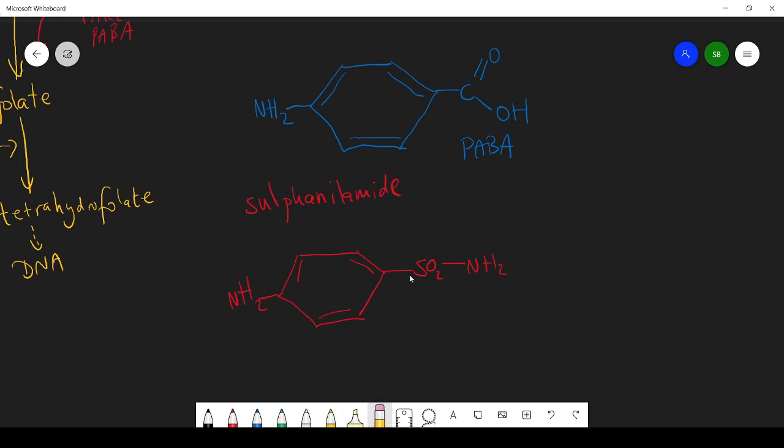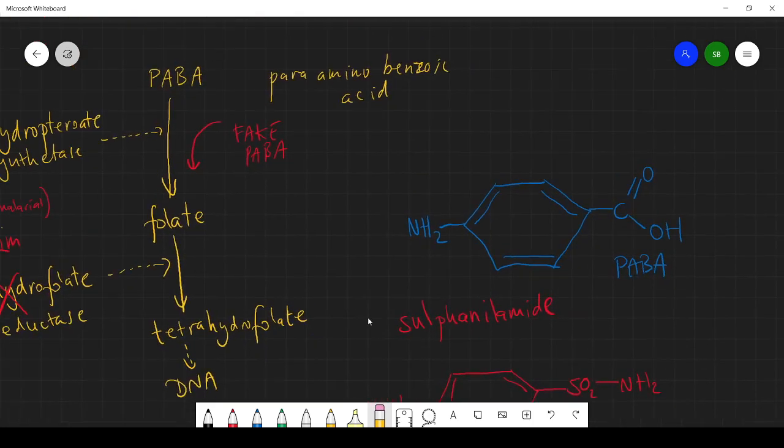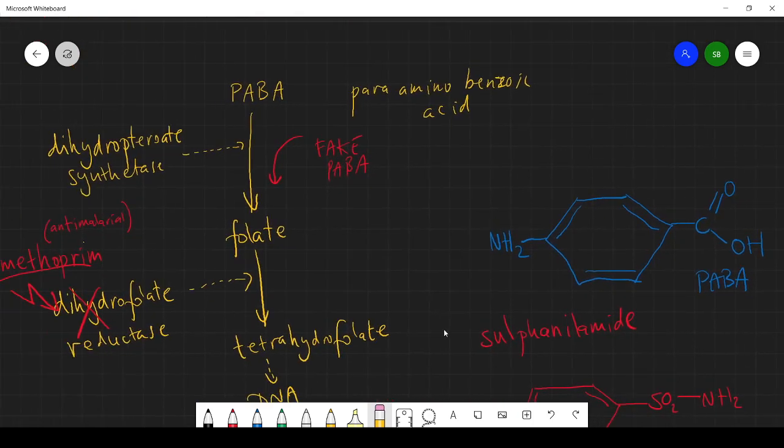So that's sulfanilamide. As you can see, it looks like para-aminobenzoic acid, and what happens is it doesn't get made into folate.